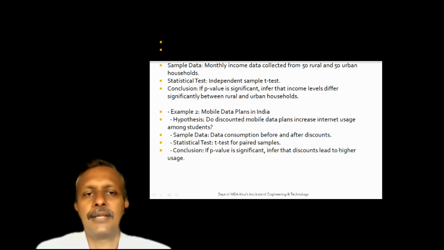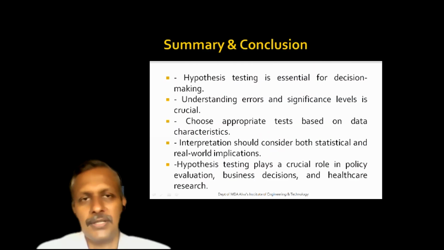One example here is mobile data plans in India. The hypothesis is that two discounted mobile data plans increase internet usage among students. The sample data is data consumption before and after the discount. The appropriate statistical test here is a t-test for paired samples. The conclusion would be on the basis of the p-value. If the p-value is significant, the inference we can draw is that the discounts lead to higher usage.